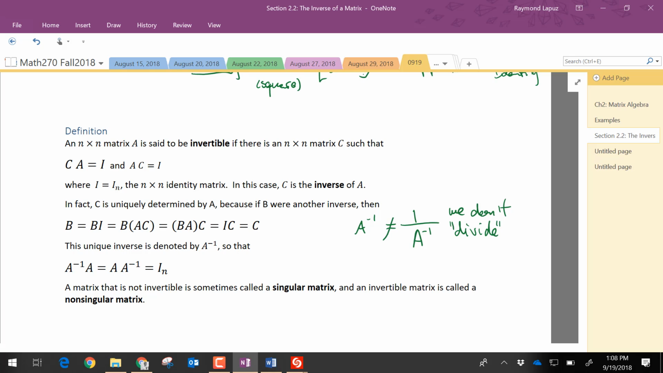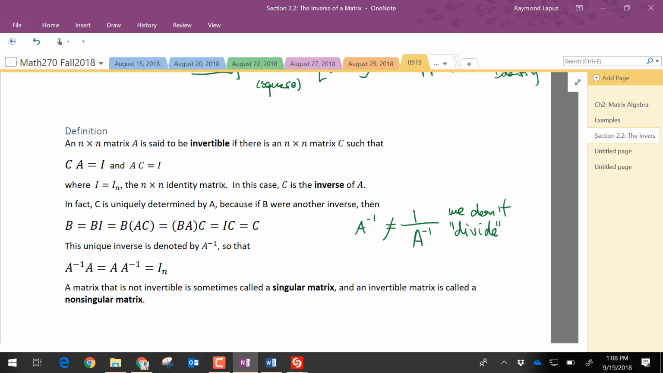Yes? Yeah, so C in this case would turn to A to the -1. You can never divide by a matrix. You can't have a scalar divided by a matrix either, because there's no formal process for dividing a matrix. We can multiply them, yeah.